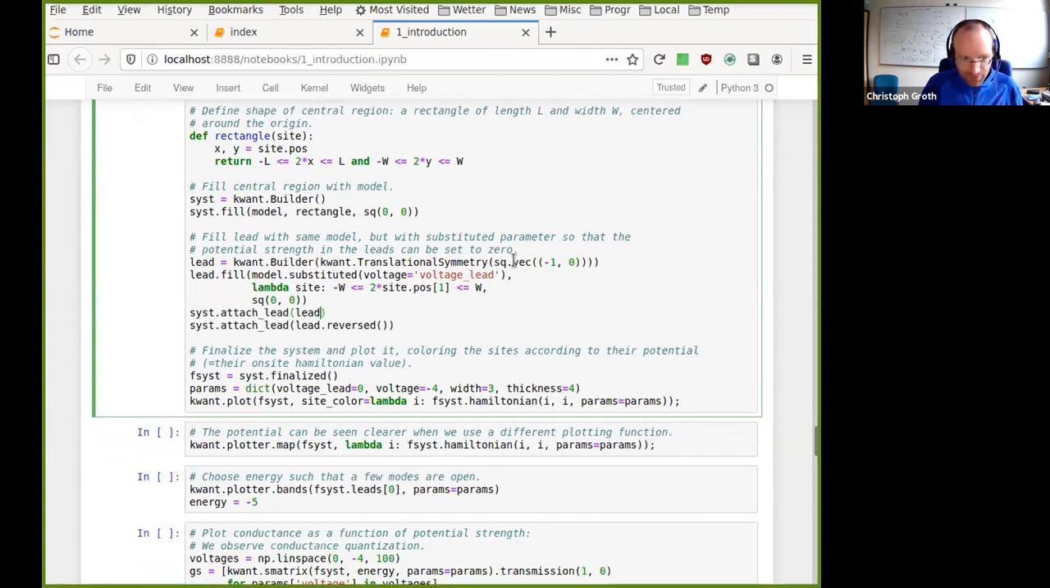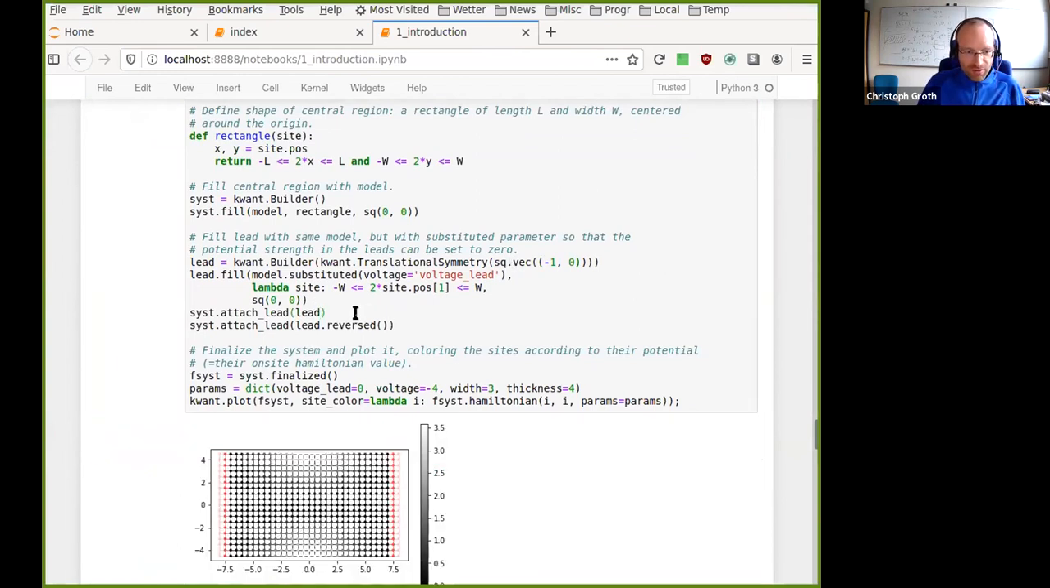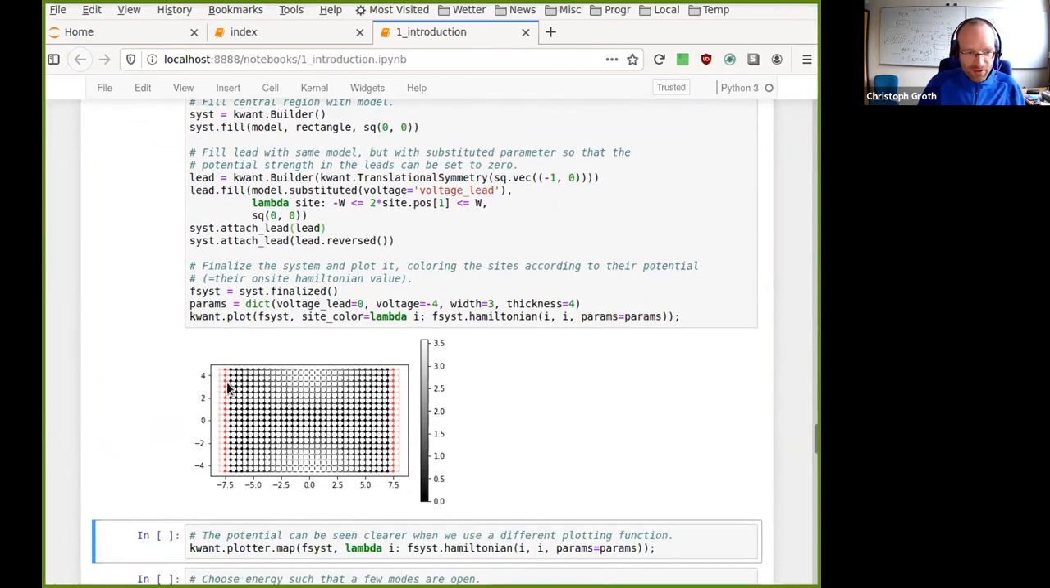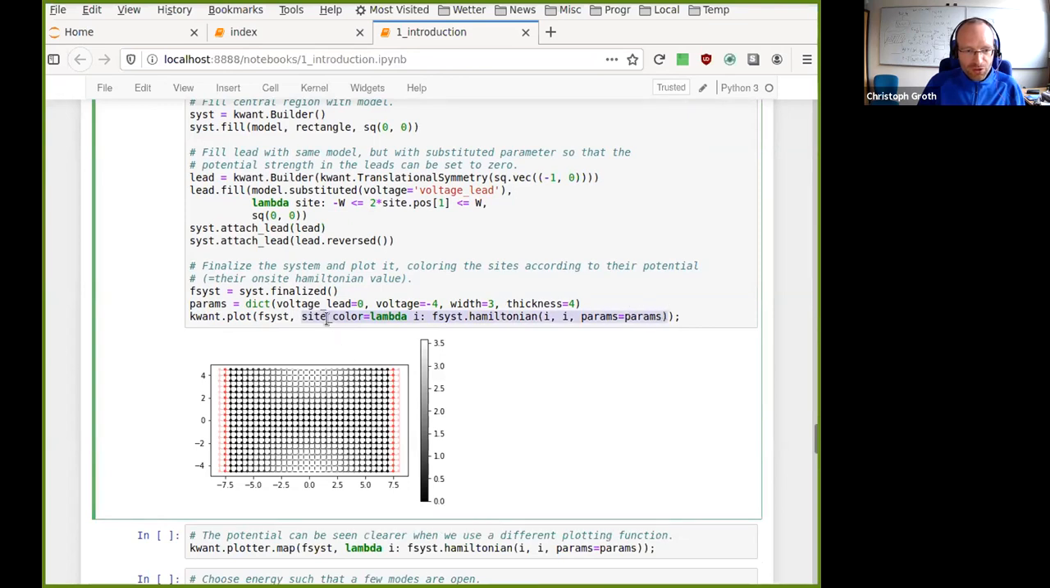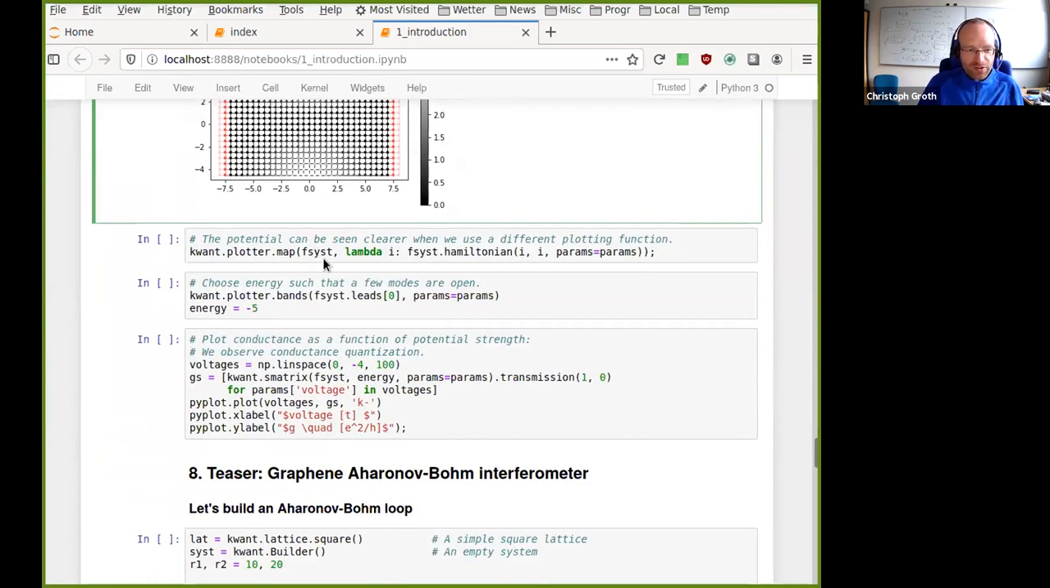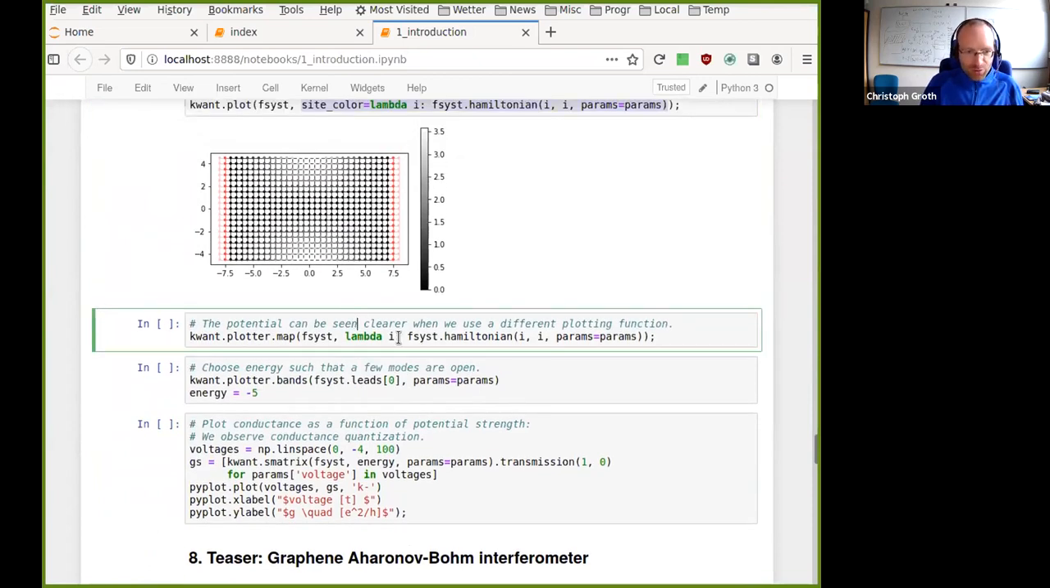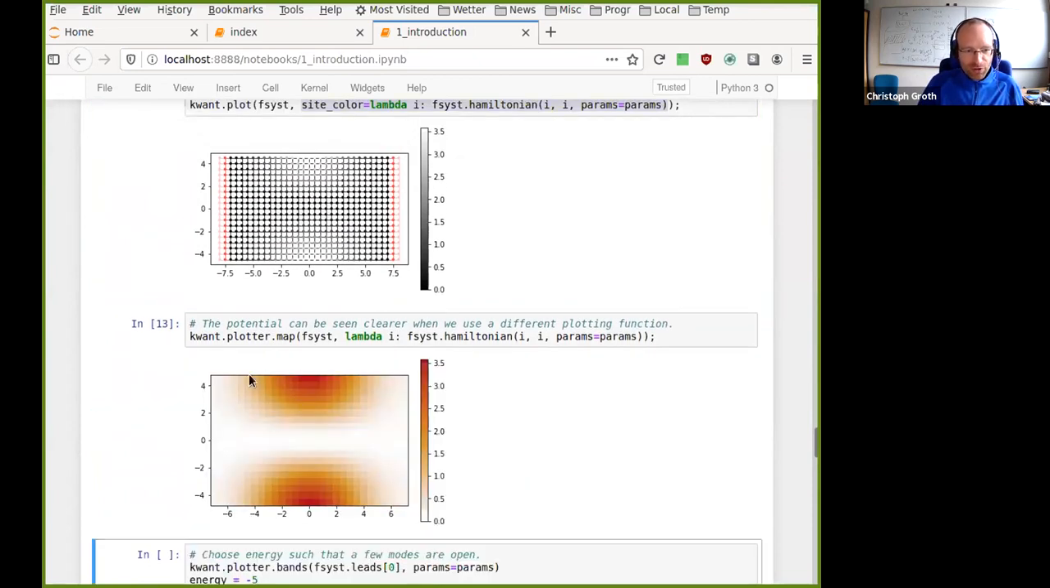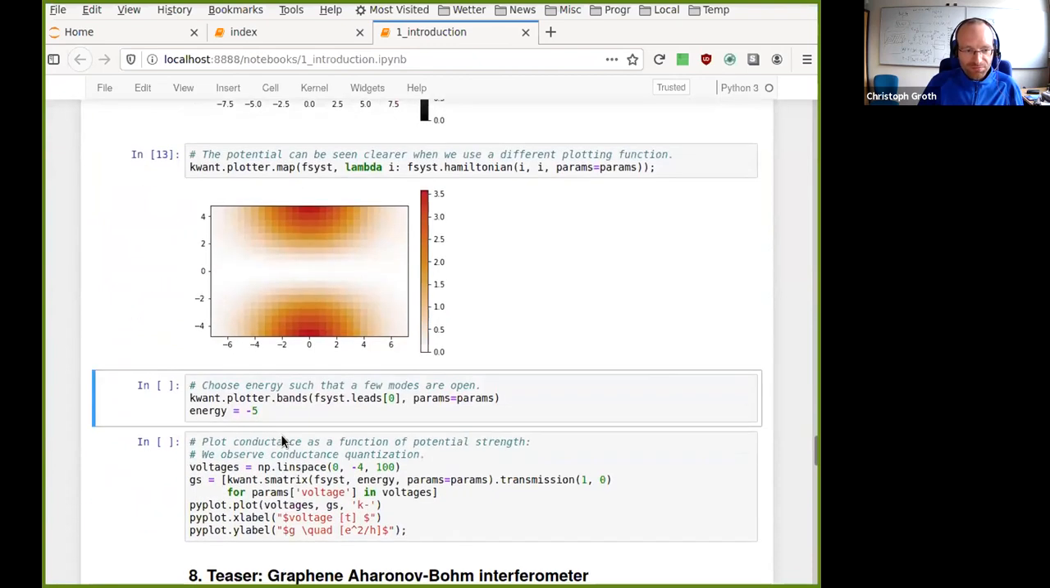Now I plot it, so let's check it. And you see I have a 2D system. The leads are marked with red sites. To plot a system, there's simply kwant.plot. And here I've been using a special option which allows me to color the sites according to something. And here I choose to color them according to the potential. So you can actually see the potential vaguely by the color of the sites. This is not very clear. There's another way to plot the potential, for example, with kwant.plotter.map. Here we can see the potential that I have defined.